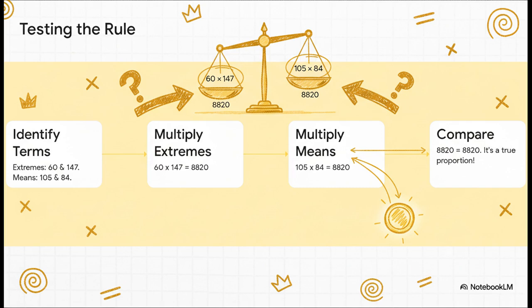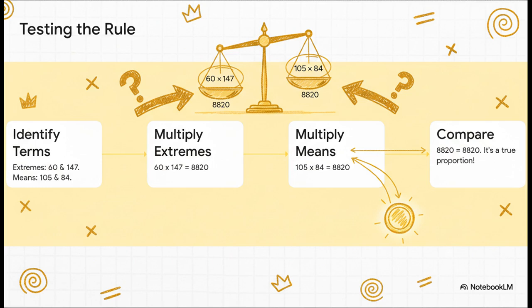Okay, we multiply the extremes, 60 times 147, and that gives us 8,820. Now let's multiply the means, 105 times 84, and look at that, 8,820 again. They're a perfect match, so the code is cracked.